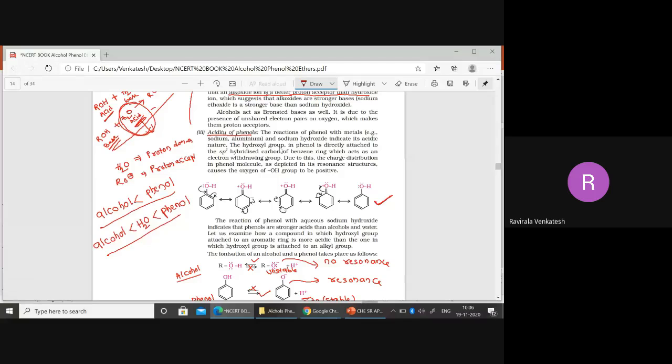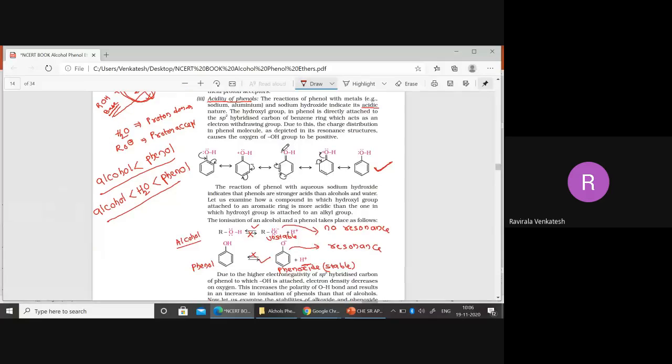Phenol has acidic character. What is the reason behind this? Because of charge distribution in the phenol molecule. The negative charge is distributed between the carbon atoms and depicted in resonance structures. Because of the resonance structures.